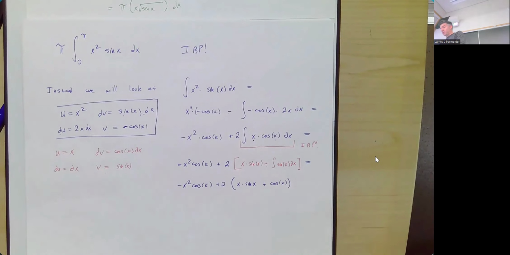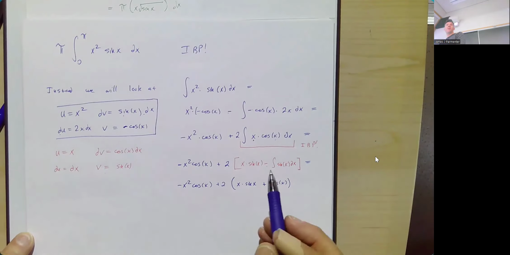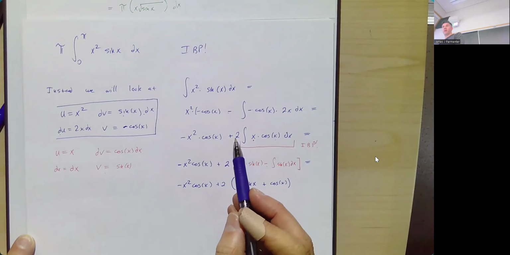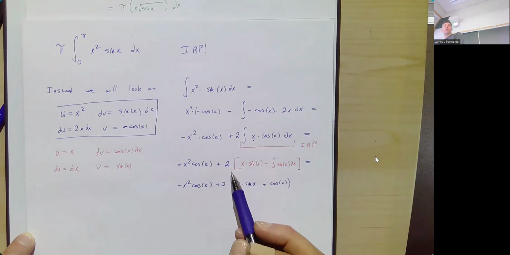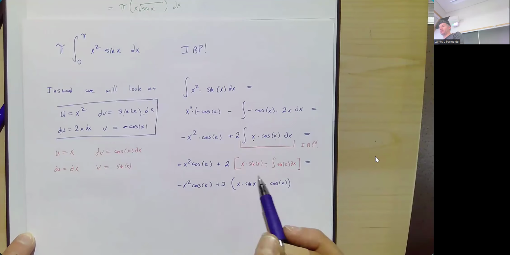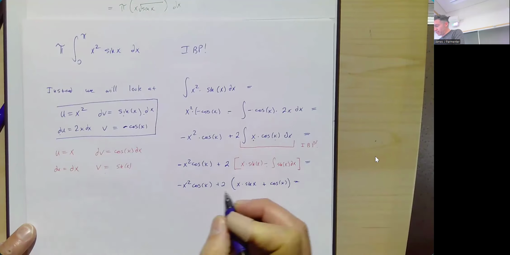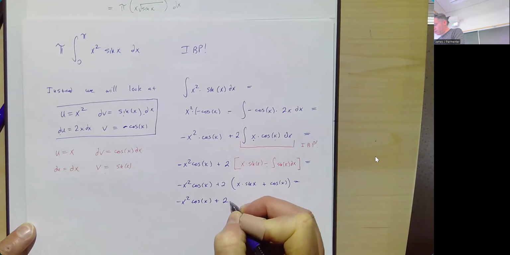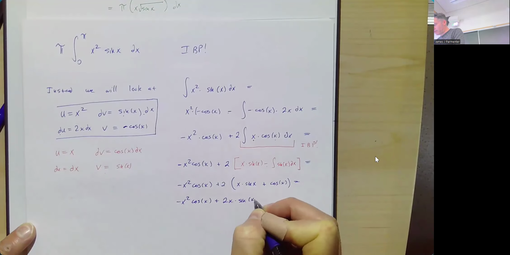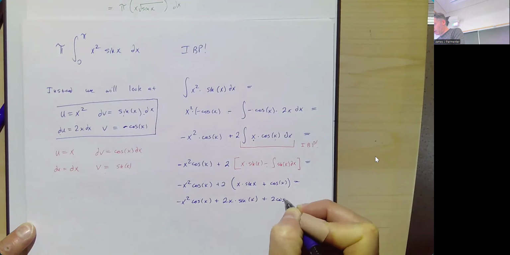And then I would like to distribute this 2 too. The one thing I want you all to see is that bringing this 2 out in front here means that after you integrate this and get these 2 or more pieces, you do have to distribute that to each of those terms. So we're going to get negative x squared cosine of x plus 2x times sine of x plus 2 cosine of x.